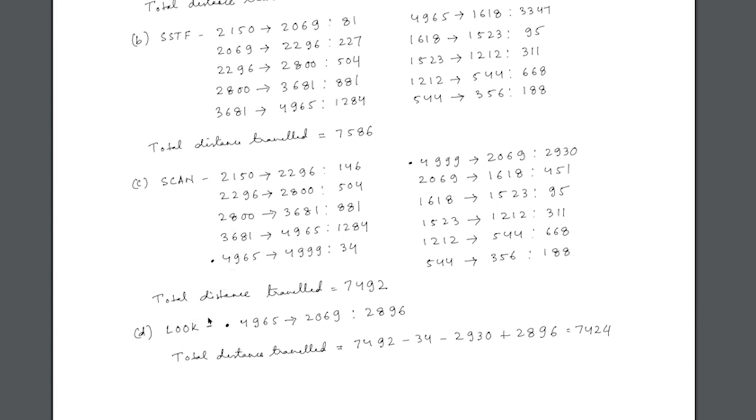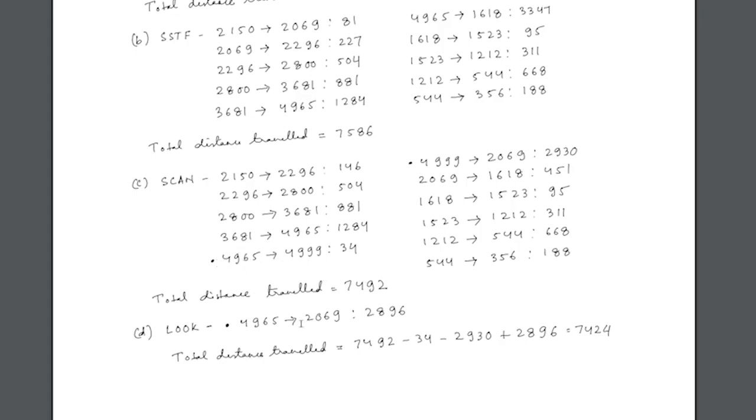So what is the difference between LOOK and SCAN? What LOOK is going to do is, once it reaches the last request in that direction, which in the case of SCAN was 4965, right? The last request on the rightmost side is 4965. What SCAN does is it goes from 4965 to 4999. LOOK will not do that. LOOK will see that, okay, there is nothing after 4965. So I'm going to change my direction at this point of time. I'm not going to go to the very end of the disk.